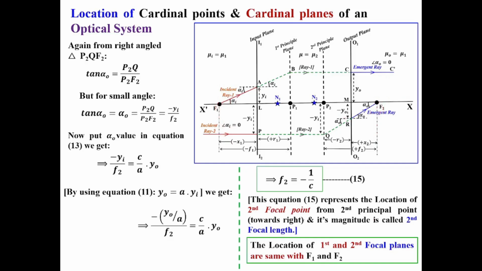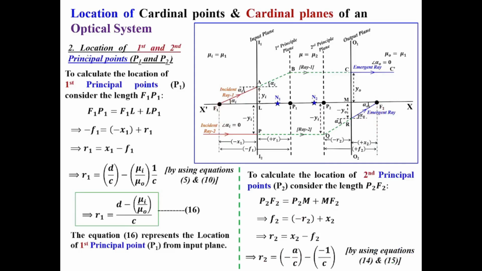Okay, now we are going to move to the next slide to calculate the locations of the first and second principal points P1 and P2. To calculate the location of the first principal point P1, consider the length F1P1 in the figure. Here, this is your F1, this is your P1. Consider this length. F1P1 is equal to the sum of F1L, this length, this is L, plus LP1.